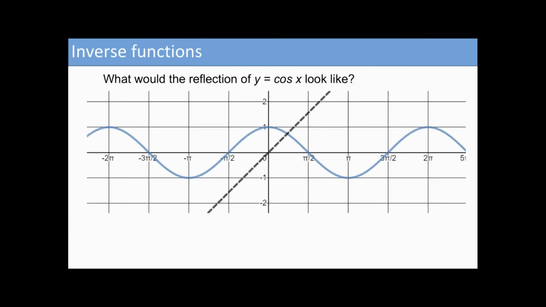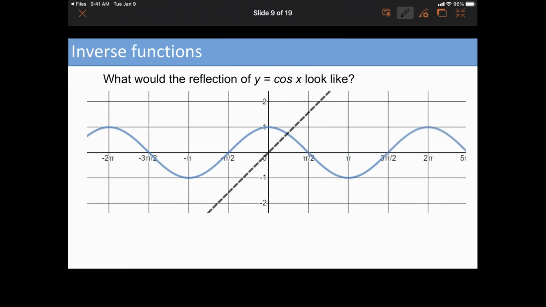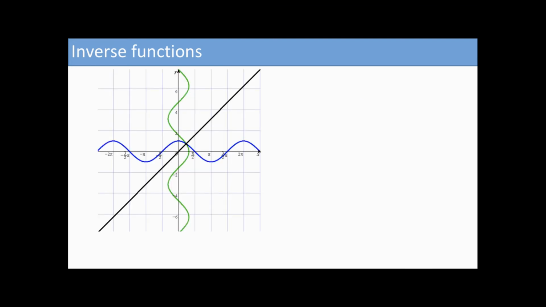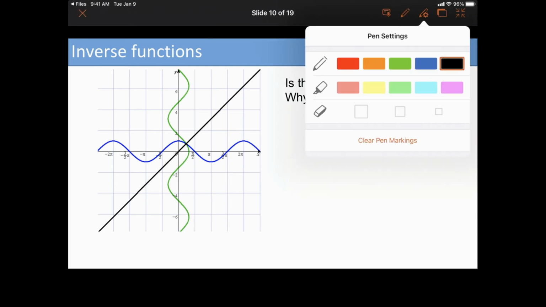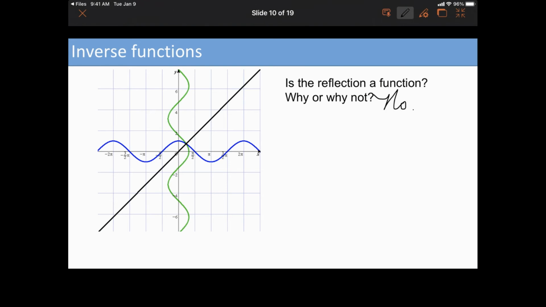All right, so let's look at cosine, starting up at 1. Here's our line y equals x. What would it look like if you reflect it? Again, this would go up, this would go down. All right, and there it is. So is the green a function? No. It doesn't pass the vertical line test. Fails vertical line test.